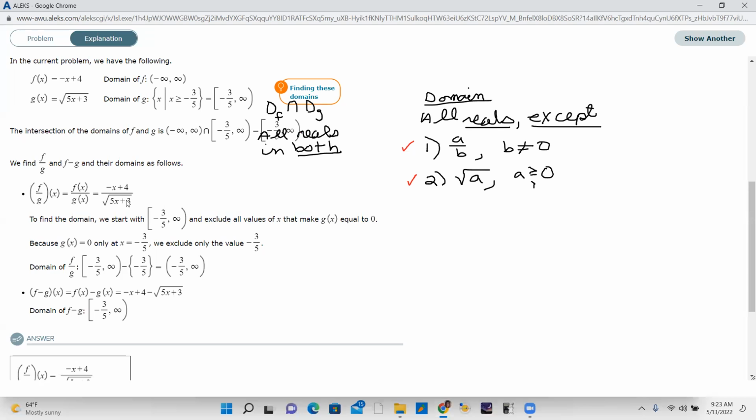And then when you divide, you also have to take out any values that make the bottom equal to zero. To solve for that, you know that the radical equals zero when the stuff inside equals zero. So subtract 3, divide by 5. That's the value that makes the bottom equal zero, so you remove that from the restricted domain. Now you have the soft parenthesis around the negative 3/5. And when you subtract them, you're still good with the original restricted domain to that interval.